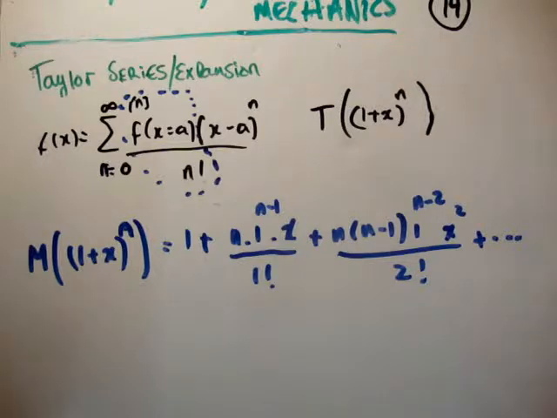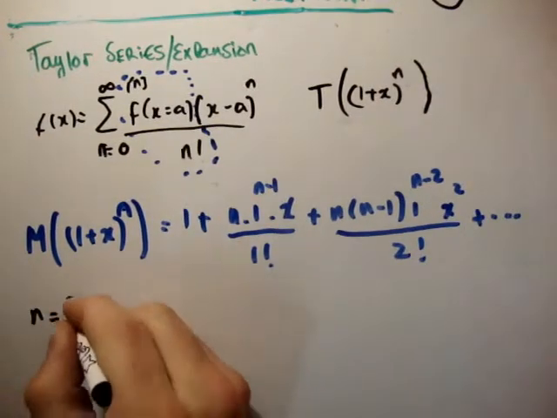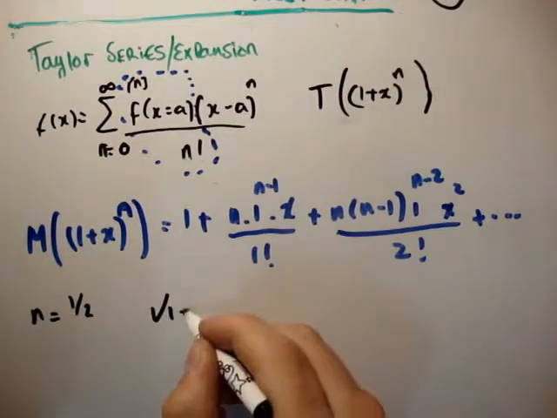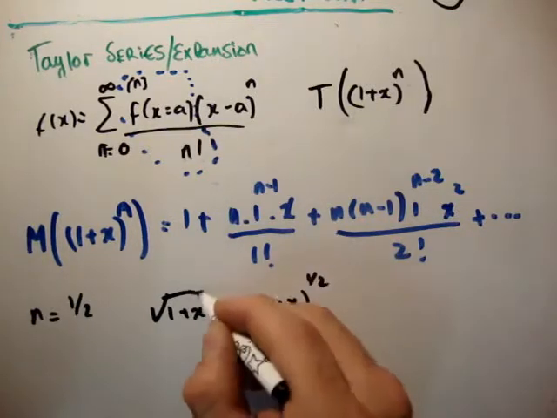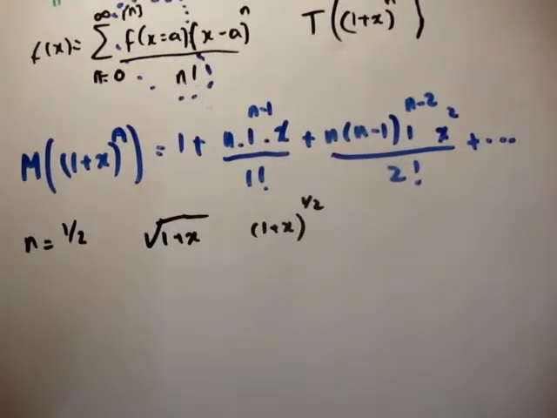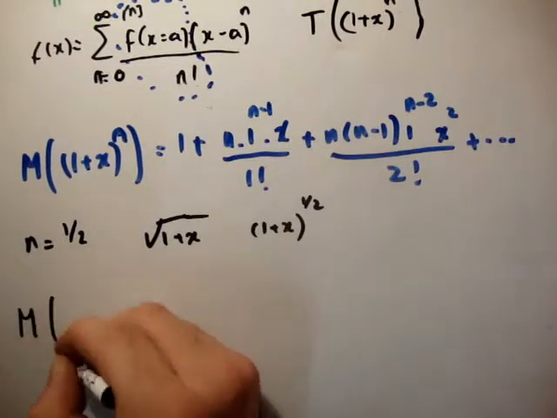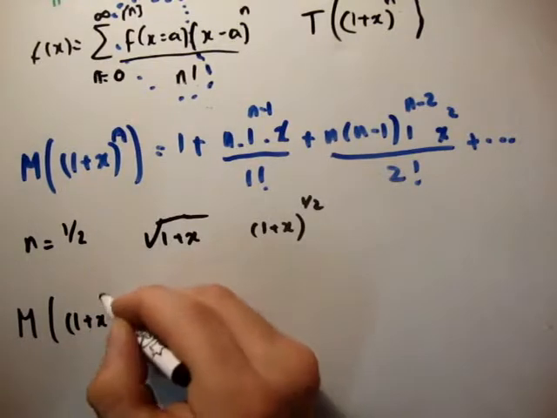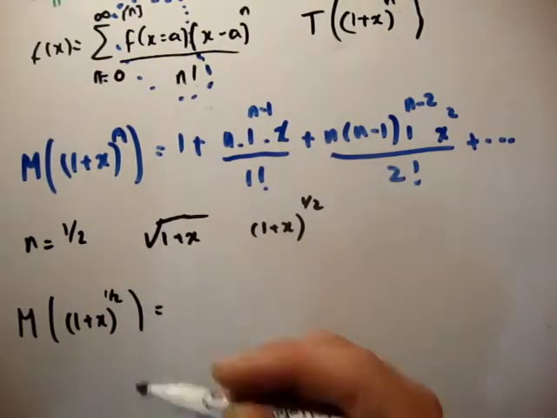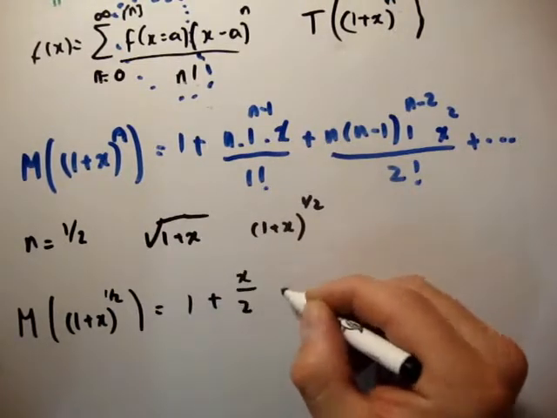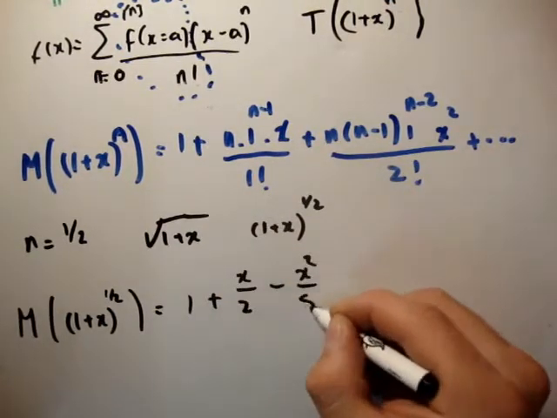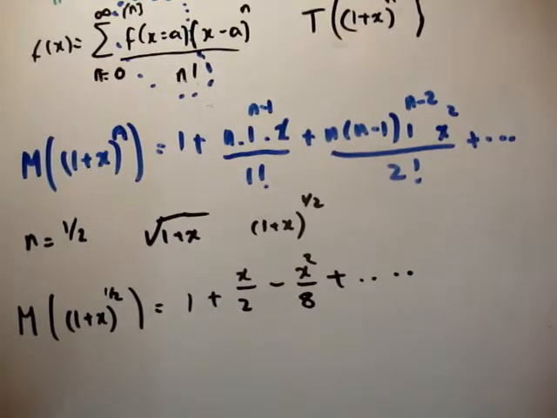So what happens if we set the power n to a half? Let's say n is equal to half. In other words, I want to get the square root of 1 plus x, or (1 + x) to the half. Let's say I want to get the square root of something. So that means we need to set n as a half. And if we set n as a half, we're going to get the following: 1 plus x over 2 minus x squared over 8 plus, and off into infinity.